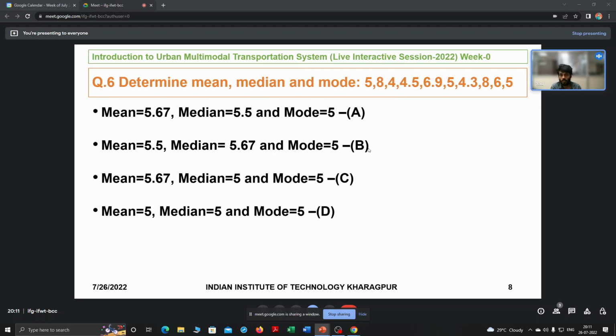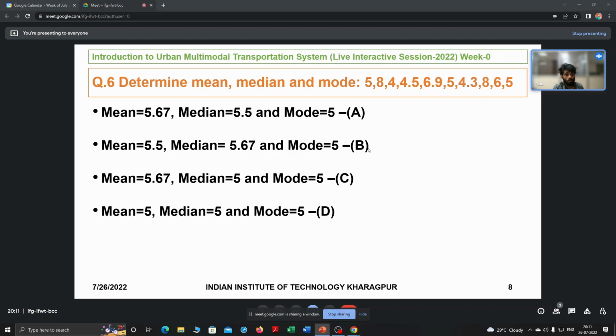So this is: determine the mean, median and mode using this data set, right? So then what is mean and what is median? Mean is nothing but the average. That is the summation of all the numbers divided by the total number of observations, right? Summation of x by n, in mathematical terms.